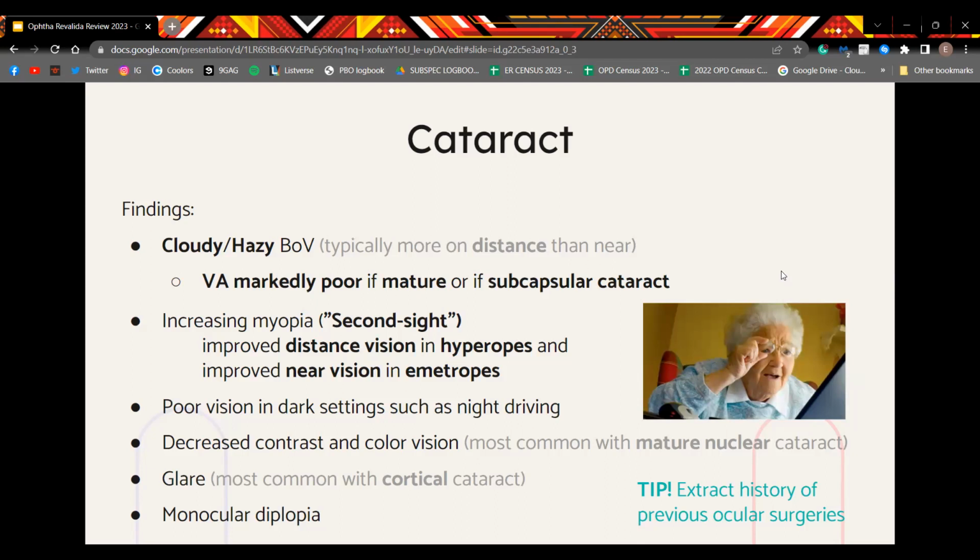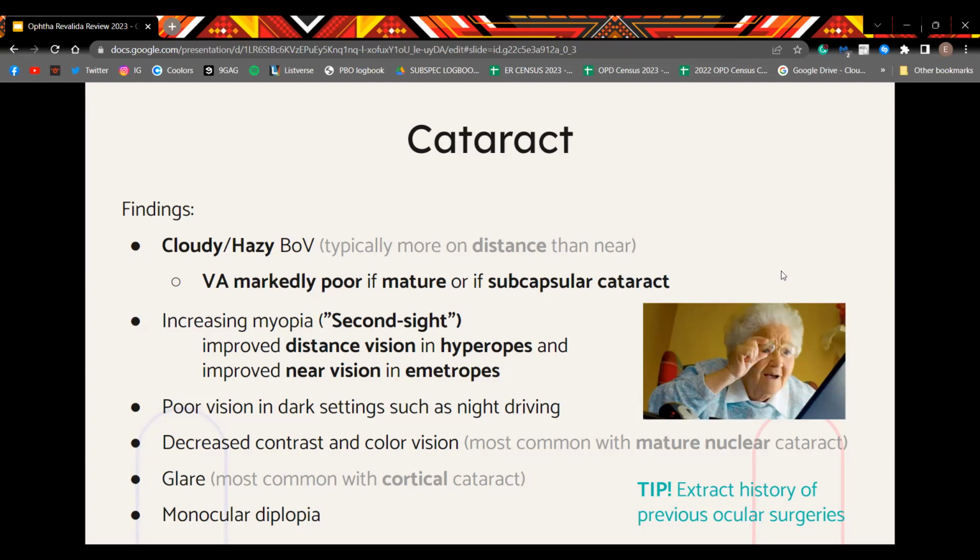Other findings would be yung tinatawag na second sight caused by increased myopia. Kapag nagiging cataractous kasi yung lens, less elastic siya, and this causes improvement in near vision sa emmetropes, but worsening sa distance vision in the emmetropes. Aside from this, pwede ding poor vision in dark, decreased contrast or color vision. Again, kasi maulap or mausok yung paningin ng patient. So parang decrease yung contrast ng colors.